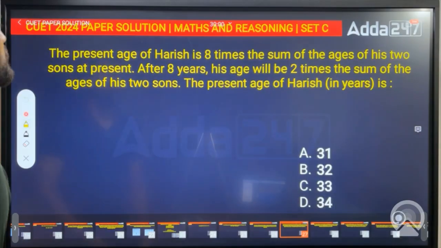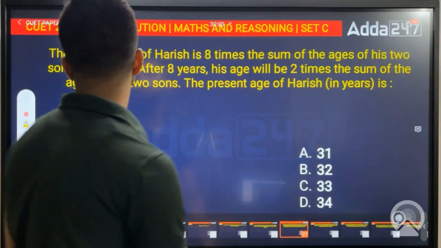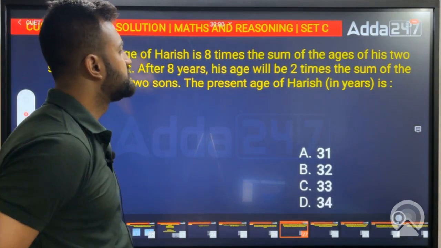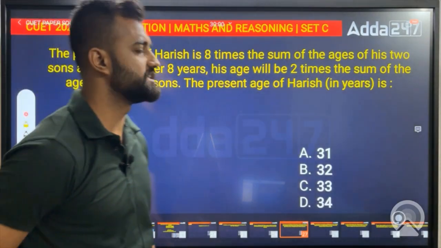What is this? Present age of Harish is 8 times the sum of the ages of his 2 sons at present. After 8 years, his age will be 2 times the sum of the ages of his 2 sons. The present age of Harish in years is what?